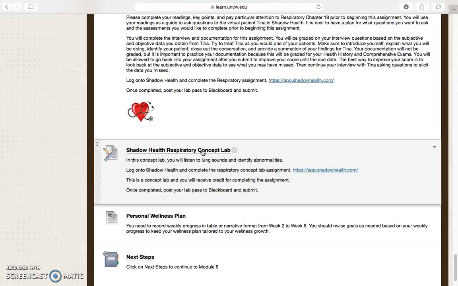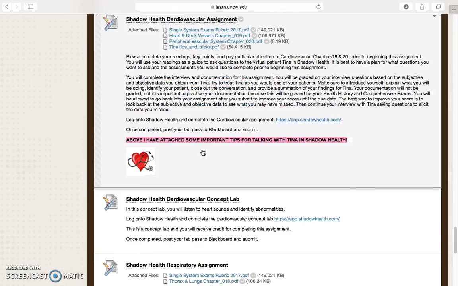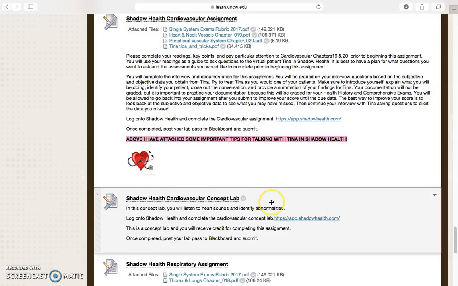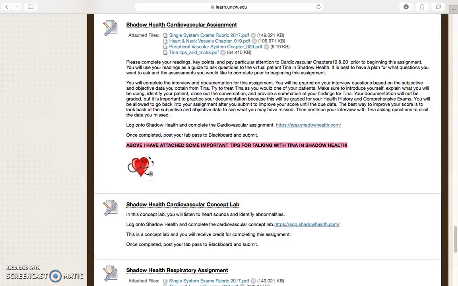So as in the first week, your concept labs are not going to be for a grade, but they are required for you to pass the Shadow Health cardiovascular assignment. The concept lab is a place where you can go to listen to sounds of auscultation. Basically and essentially, it will help you to identify abnormalities.